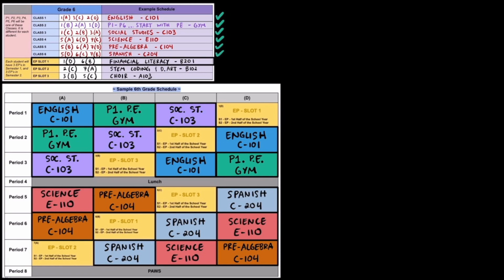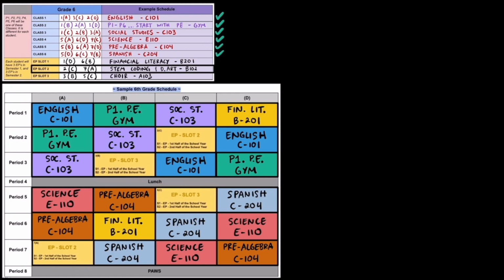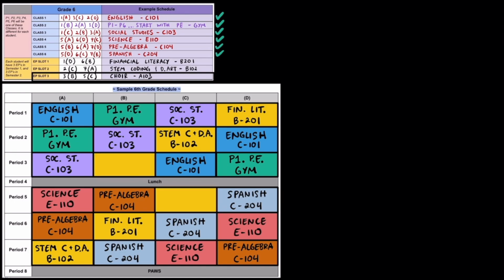EP slot 1 is first period on D days and 6th period on B days, so let's replace those boxes with financial literacy in room B201. For EP slot 2, which is 2nd period on C days and 7th period on A days, let's replace those boxes with STEM coding and digital art in room B102. And finally, for EP slot 3, which is 3rd period on B days and 5th period on C days, let's replace those boxes with choir, which is in room A103.